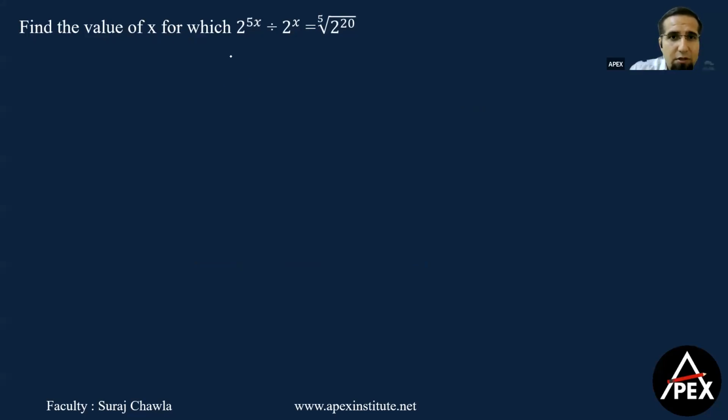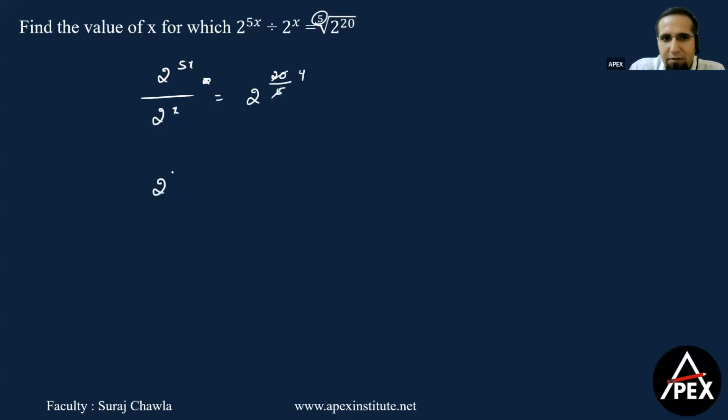Let's look at this question. This can be written as 2 to the power 5x divided by 2 to the power x is equal to 2 to the power 20. This is the fifth root, so this becomes a fractional index. So 5 ones are 5, 5 fours are 20.